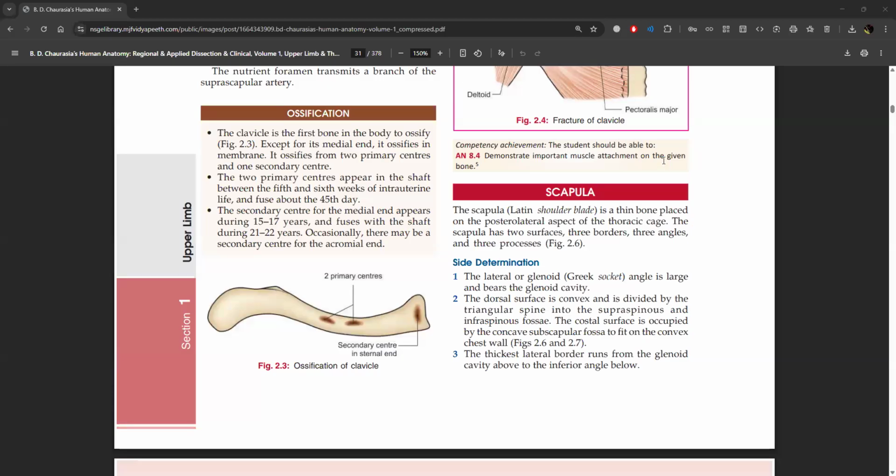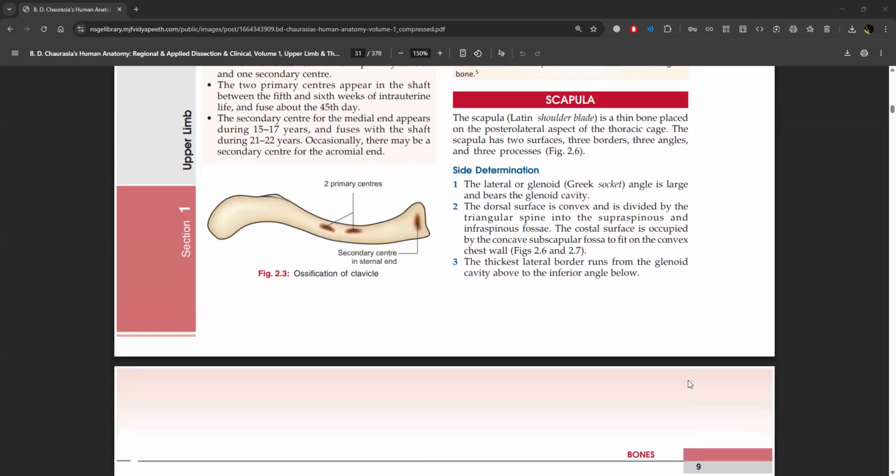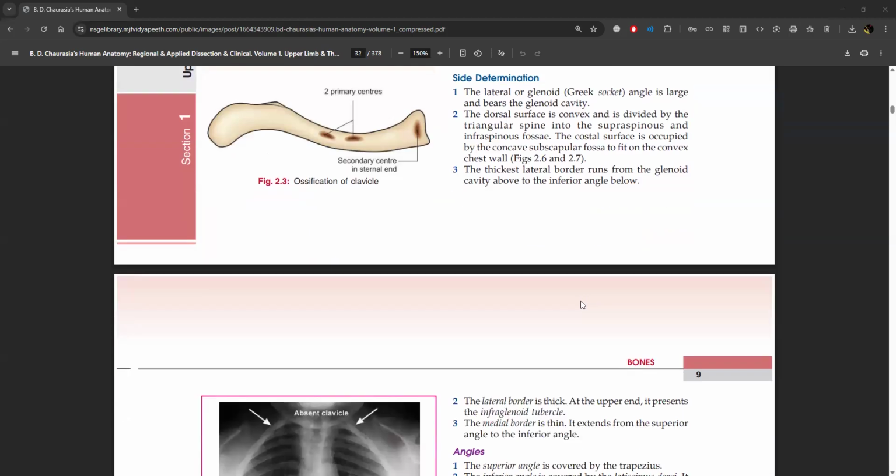Side determination. Number 1. The lateral or glenoid angle is large and bears the glenoid cavity. Number 2. The dorsal surface is convex and is divided by the triangular spine into the supraspinous and infraspinous fossae. The costal surface is occupied by the concave subscapular fossa to fit on the convex chest wall. Figures 2.6 and 2.7. The thickest lateral border runs from the glenoid cavity above to the inferior angle below.